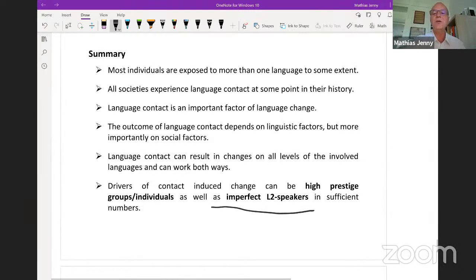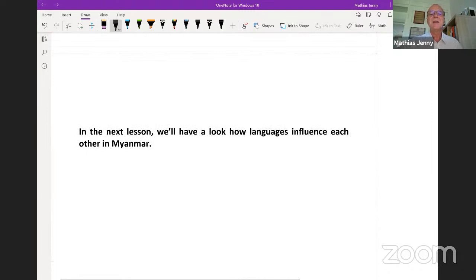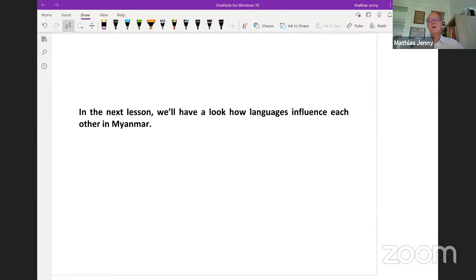And we will look at this in terms of languages of Myanmar on Friday. There is a lot going on of influence, especially also of smaller languages, influence in Burmese. So thanks for your attention and feel free to ask questions now, if you have any.